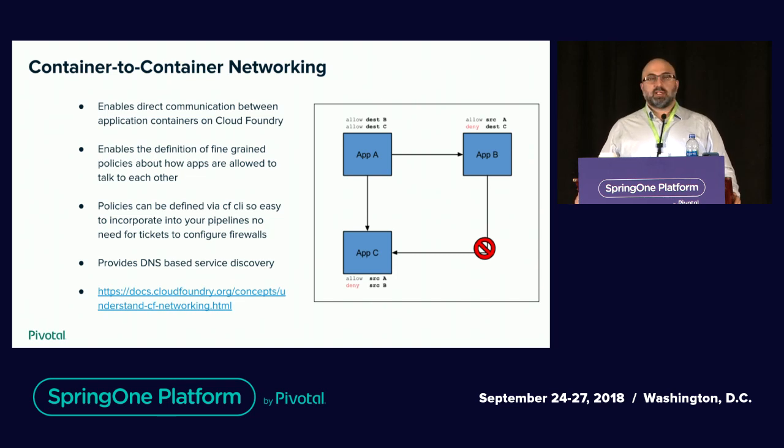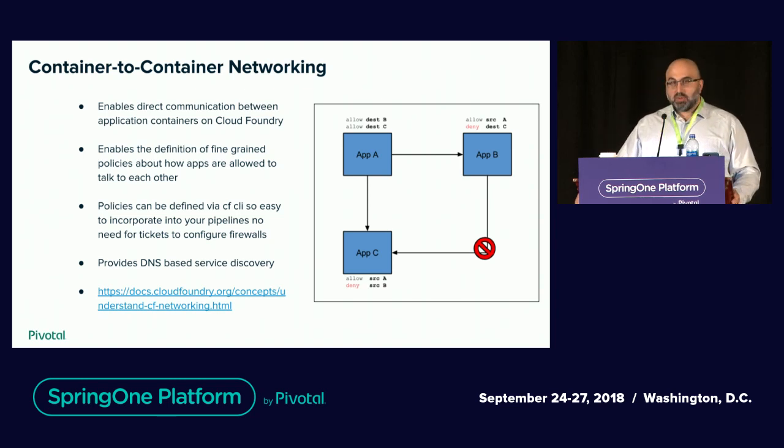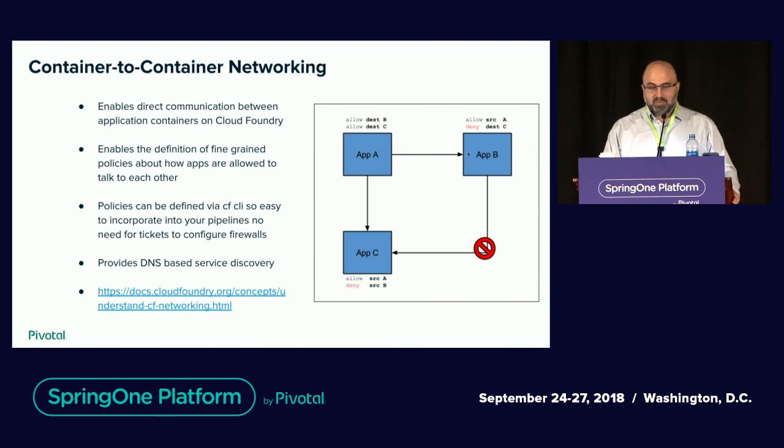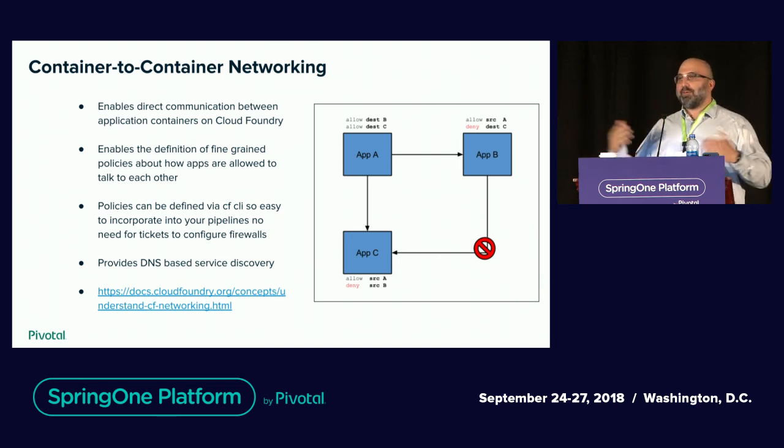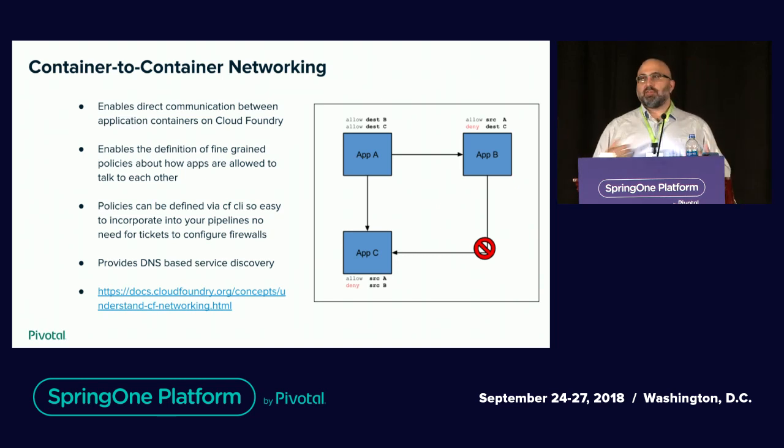The next one is container-to-container networking. This is one of my favorite features about applications running on Cloud Foundry. Typically when you have microservices, you're going to have app A and app B and app C, and they're all calling each other. So in the past, I'm sure you guys love your networking team and opening tickets for firewalls, right? Who loves that? Raise your hand. Nobody, right?